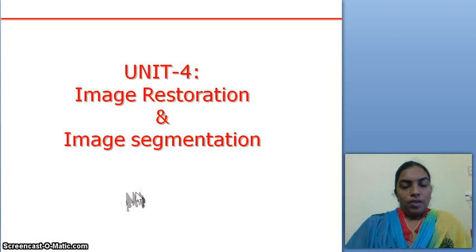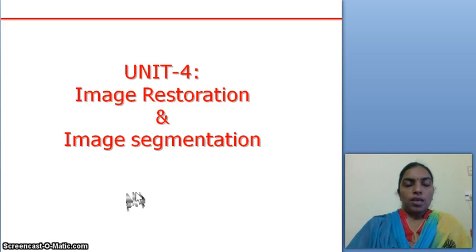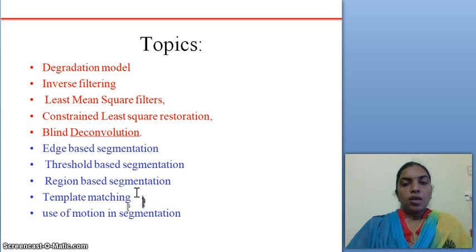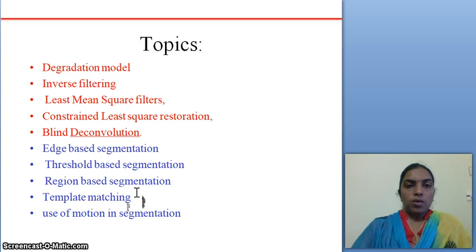Good morning. So here I'm going to explain Unit 4 in digital image processing, that is image restoration and image segmentation. This unit involves two important processing steps in digital image processing. One is restoration, another one is segmentation.